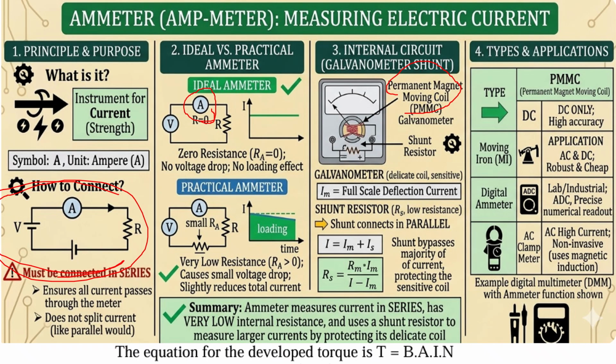The equation is torque tau equal to B A I N, where I is the current, N is the number of turns, A is the area, and B is the magnetic flux. Depending on the amount of current flowing through the circuit, the deflection will occur. So you can measure the amount of current using the deflection. That is why this is used as a current meter, that is, an ammeter.